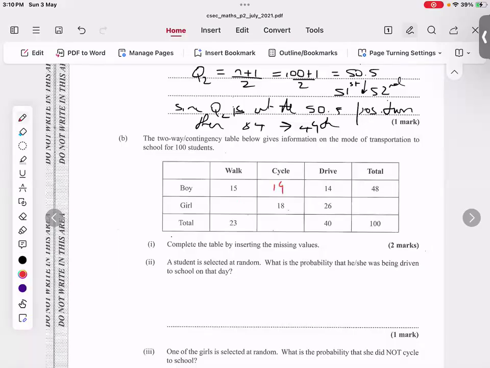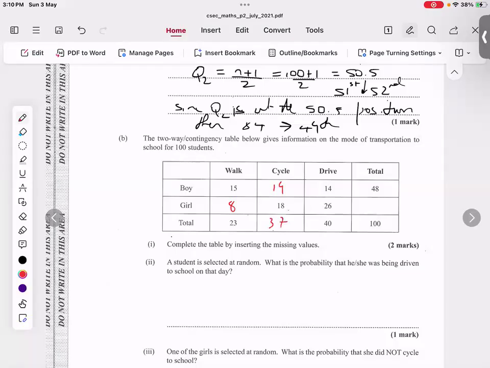All right. And what would you do now to get this number right here? What do you think you'd have to do to get that number? That is correct, Tanzania. Take 15 from 23. How much you got? 8? And what would you do to get this number right here? 19 plus 18. Correct. That's how much? 37. 37.